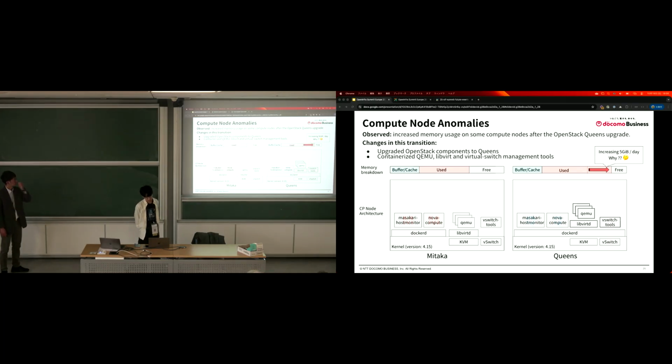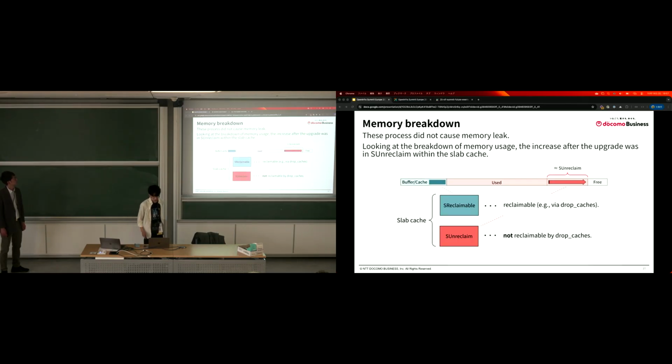Since this behavior began right after the upgrade, the most likely cause is the delta introduced by the upgrade. The differences before and after the upgrade were replacing Masakari host monitor and Nova compute, and containerizing libvirt and vSwitch. We suspected that one or more of these changes might have been responsible. We checked which process was driving the higher memory usage, and we did not find any leaks or normal growth.